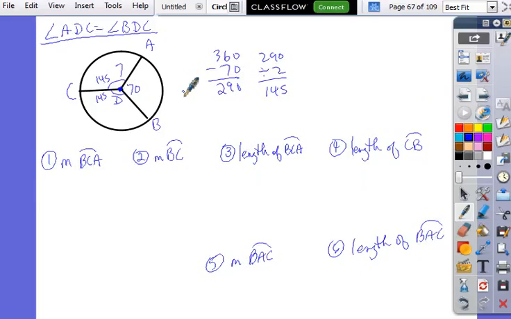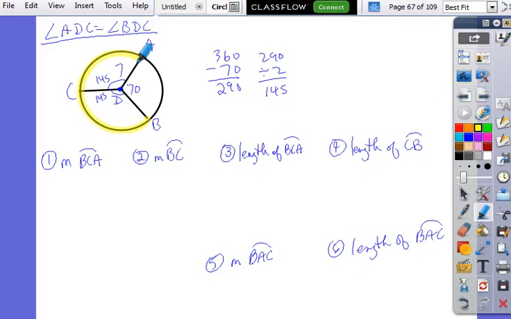What am I looking for when it says measure? On the arc, the degrees. The degree for the arc. BCA. Well, now BCA is this part, right here. How many degrees is that?